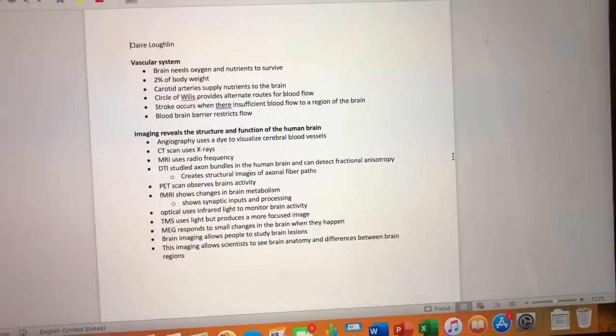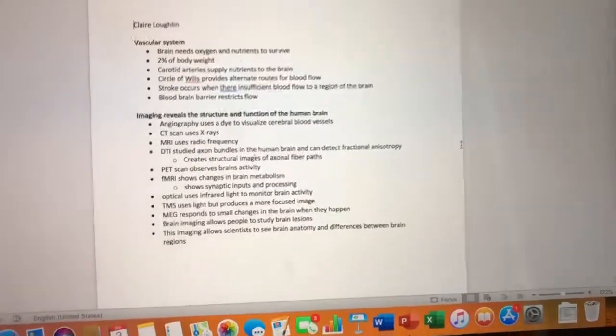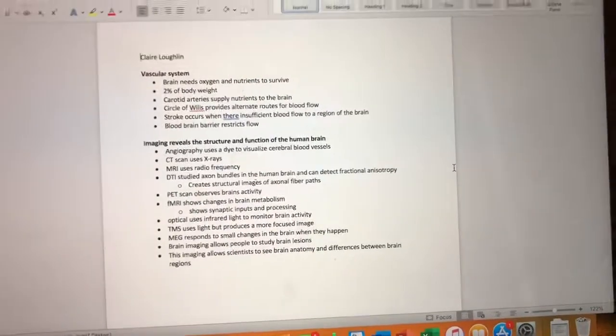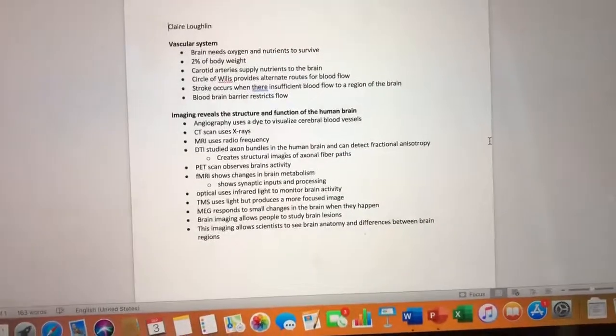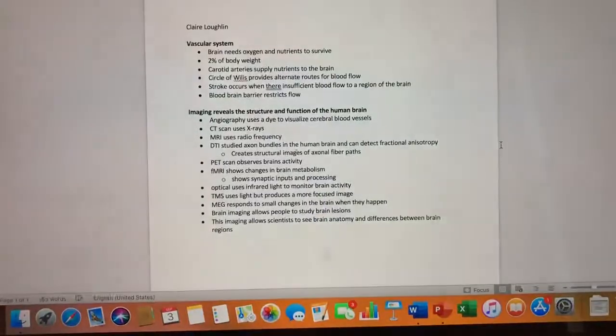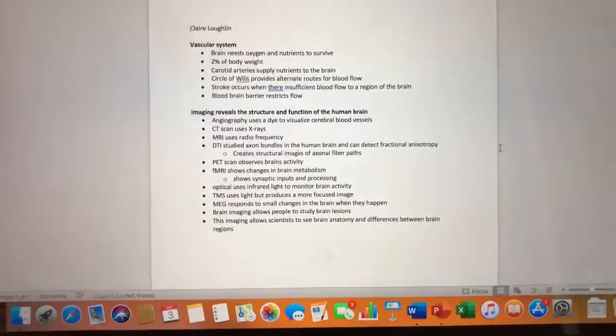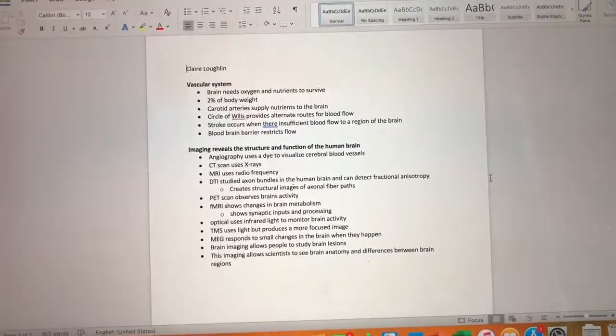So CT scans make an image from brain density. And MRI, which is magnetic resonance imaging, is a higher resolution than CT scans and can show more subtle changes in the brain rather than just very noticeable big ones.